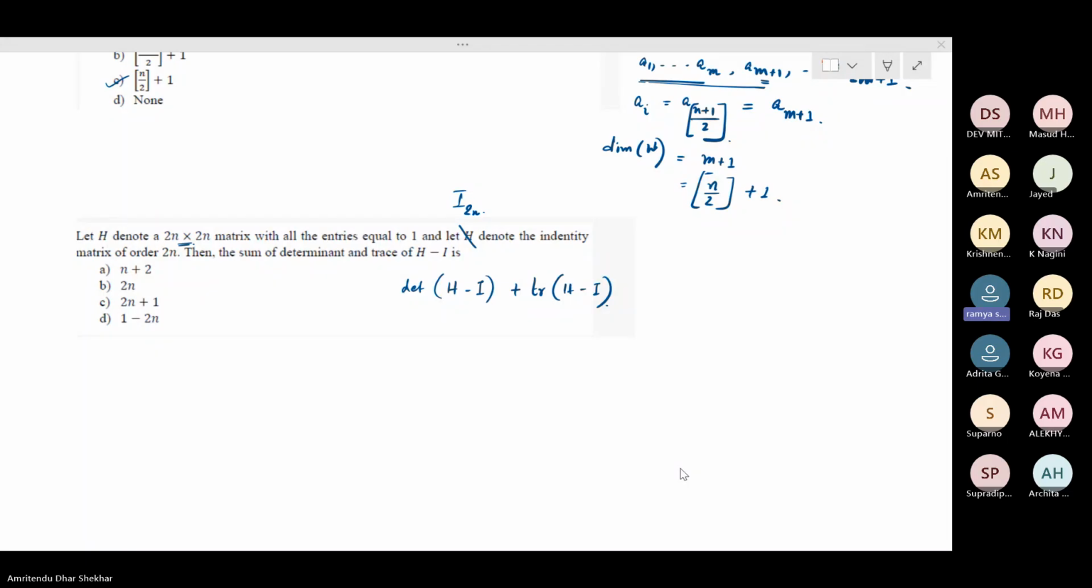Sir, for this answer is D, 1 minus 2n for this problem. Yeah, the answer is 1 minus 2n, and you can prove this using induction, basically. Okay. That's how you can prove this.